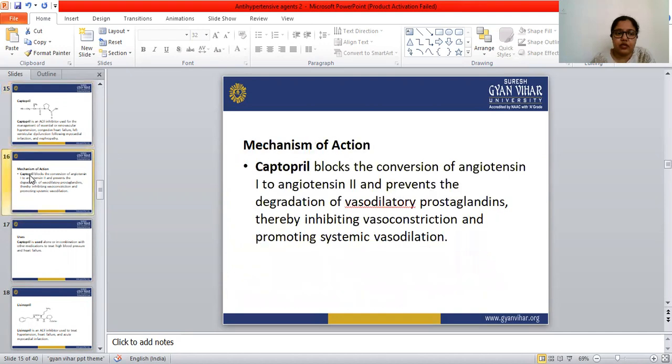Let's see the mechanism of action of captopril. Captopril blocks the conversion of angiotensin 1 to angiotensin 2 and prevents the degradation of vasodilatory prostaglandins, thereby inhibiting vasoconstriction and promoting systemic vasodilation.